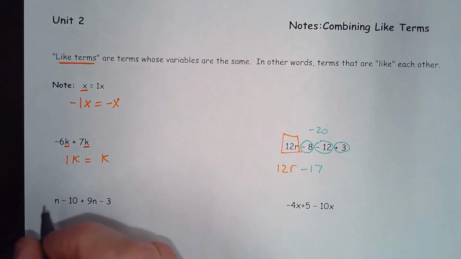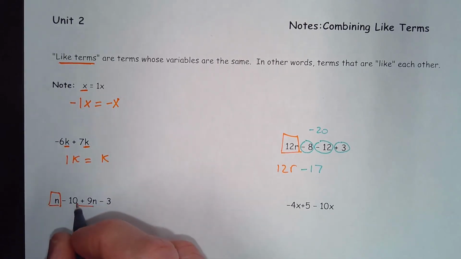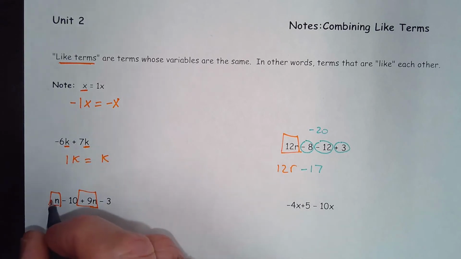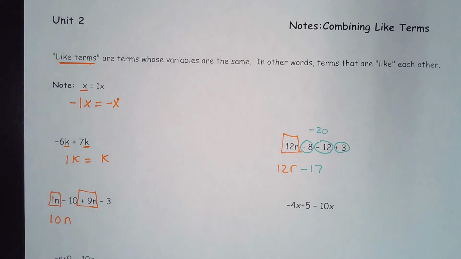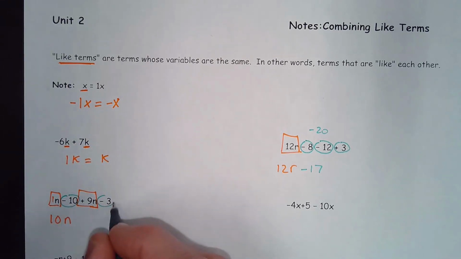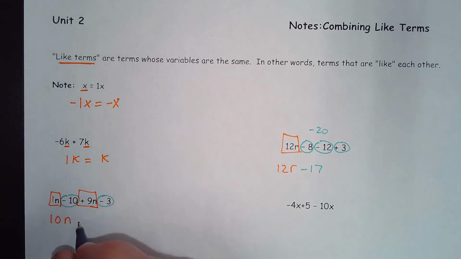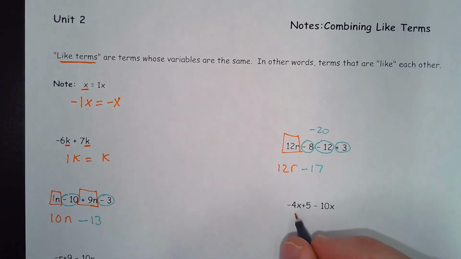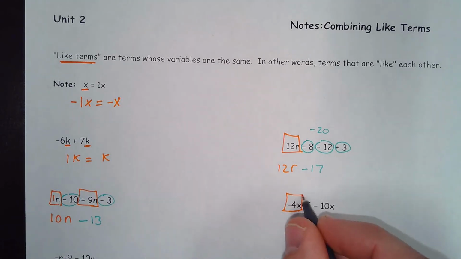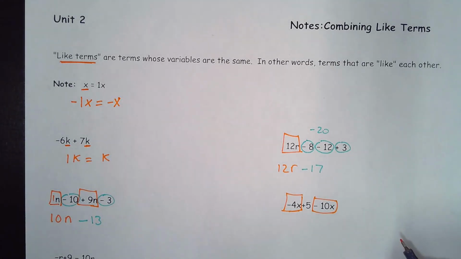All right, what terms are like each other? N and positive 9n. We think of this as 1n, so 1n and 9n become 10n. And then we can combine these two: negative 10 and negative 3 becomes negative 13. All right, and we'll keep going here. Here are our like terms, negative 4x and negative 10x. Combine those two and we get negative 14x, and then this plus 5.